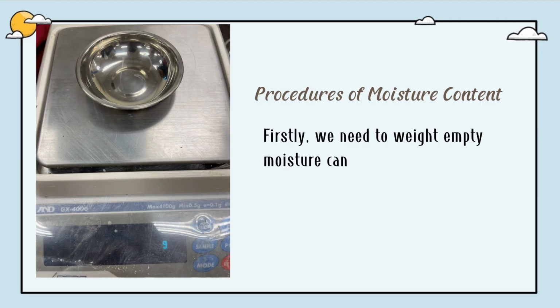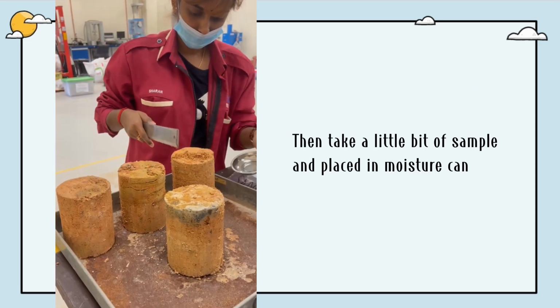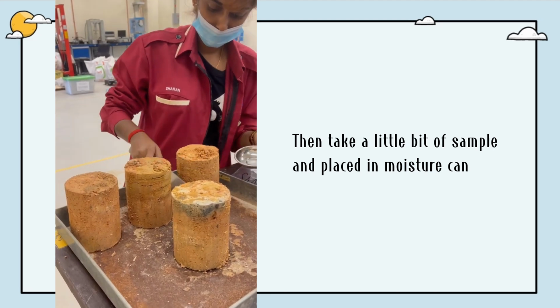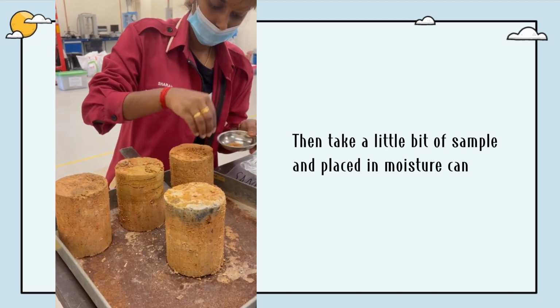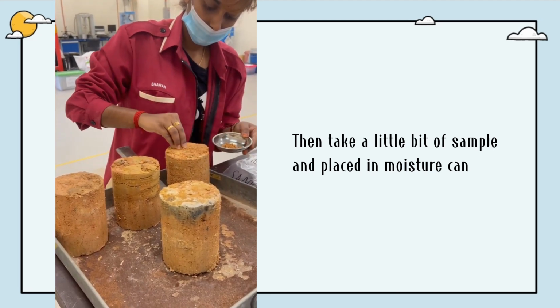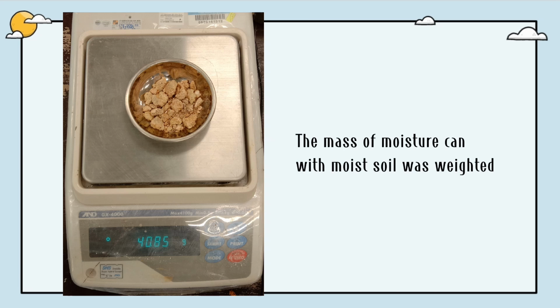For moisture content test, firstly, we need to weigh empty moisture can. Then, take a little bit of sample and place it on moisture can. The mass of moisture can with moist soil was weighed.